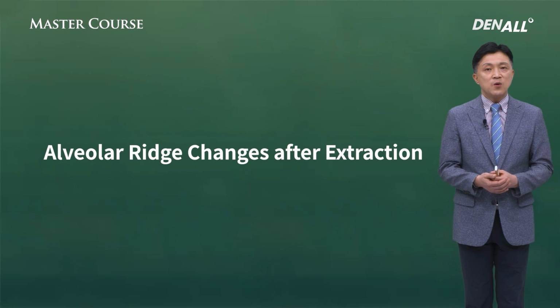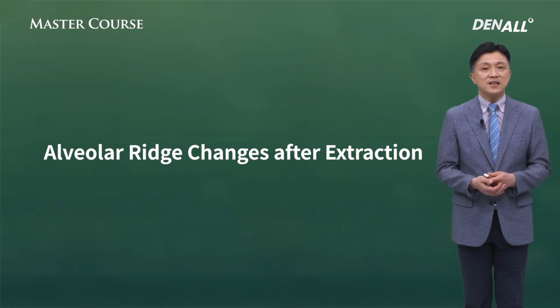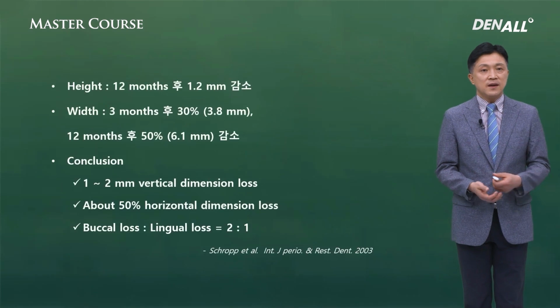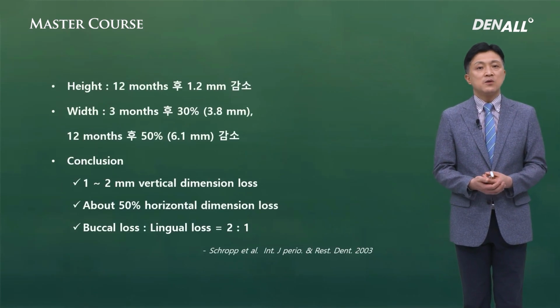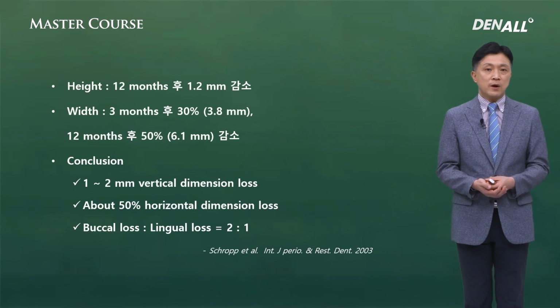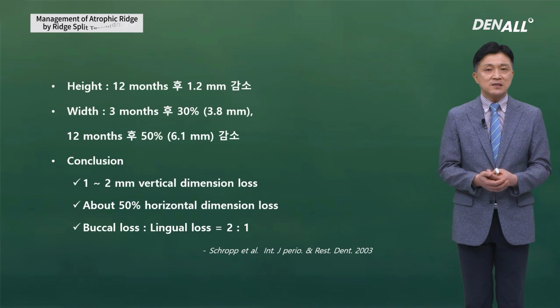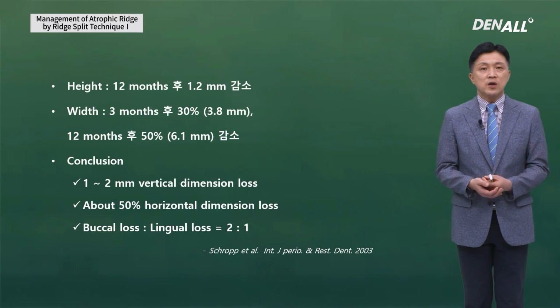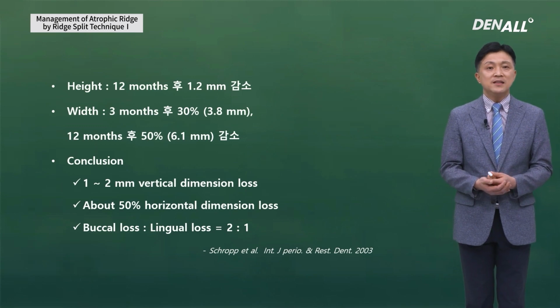The alveolar ridge changes after extraction. Resorption occurs. After 12 months, the height reduces by 1.2 millimeter, and in terms of width, 3 months later, it reduces by 30%, and it continues to become resorbed throughout life. Two times more resorption occurs on the buccal side compared with the lingual side.